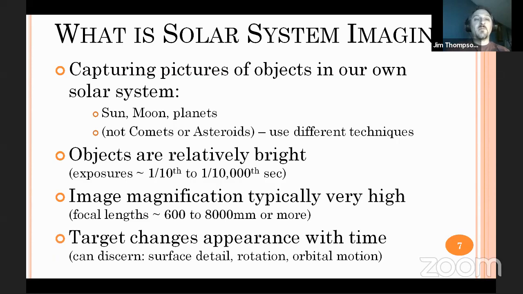One aspect that people don't really think about when trying to image objects in space is that solar system objects actually change in appearance within the time scale of capturing the data. They're rotating, they're moving in their orbits, and in the case of the sun, they can actually be physically changing their appearance within the matter of minutes that you're trying to record your image data. So that's something that you need to take into account when you're doing your imaging.